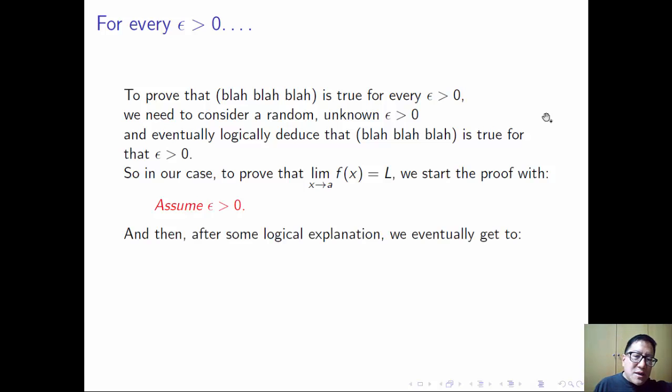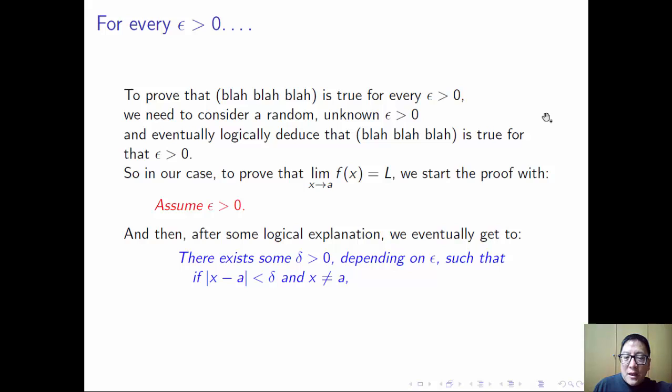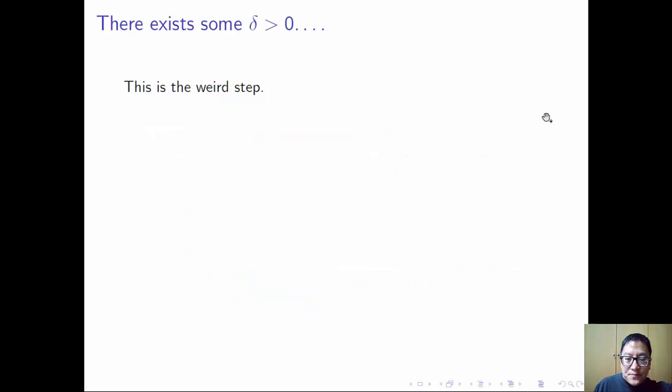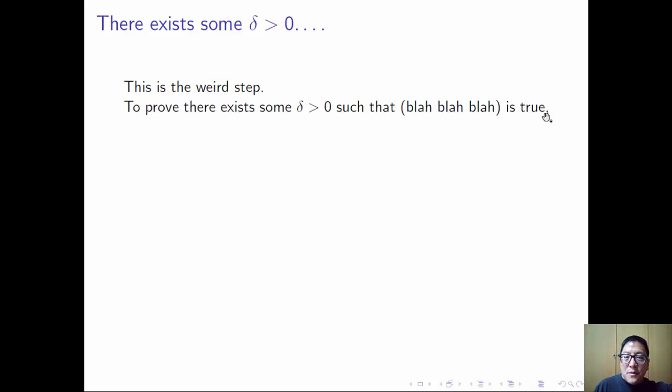And then we explain, and eventually we're going to get to, we hope, there exists some delta greater than 0, depending on epsilon, such that if the distance between x and a is less than delta, and x is not equal to a, then the distance between f of x and L is less than epsilon. All right, so now we come to the weird step. The next step, the blue statement that we have to try to establish, is that there exists some delta greater than 0. So this is going to be weird.